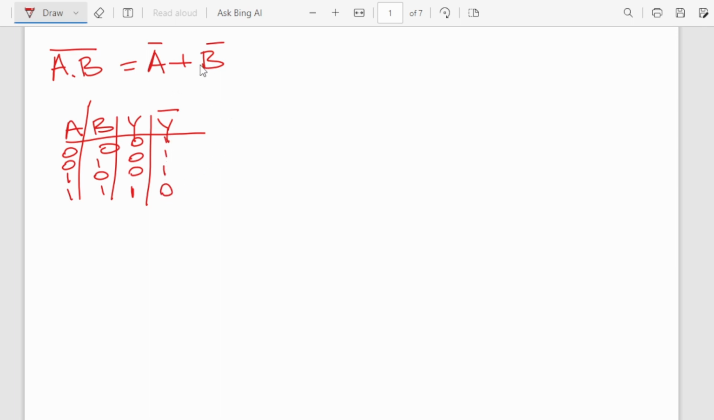Let's now do the truth table for A bar ORed with B bar. So on here, I need to erase this bar here. So I'll do the full truth table now with A, B, and then A bar and B bar.